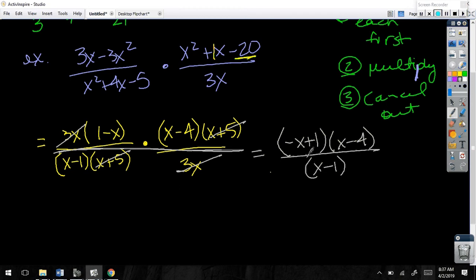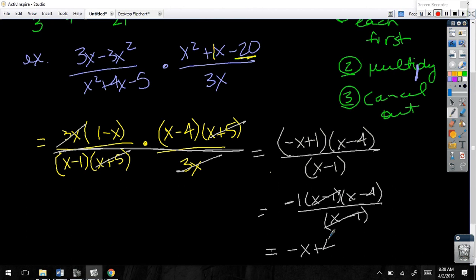What could I factor out of that first parenthesis? A -1. So yes, you do want to do that if they're that close, if they're off just by a sign. That leaves me with x minus 1, because that way that whole piece cancels. That's right, and it leaves you with -x plus 4. That's the answer, if they're only off by a sign.